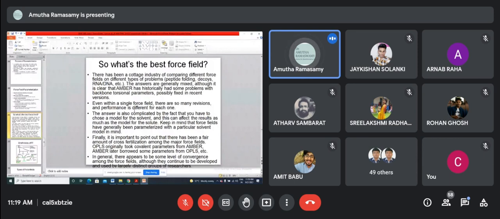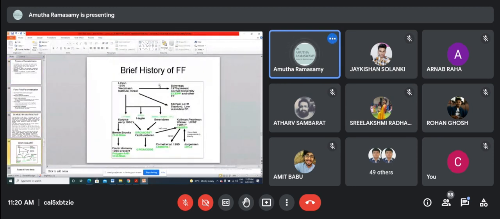Finally, we have to understand which force field best suits the energy or the behavior of the biomolecule. Okay, just give it a read, nothing difficult, whatever I explained only. So this is the brief of the force field.